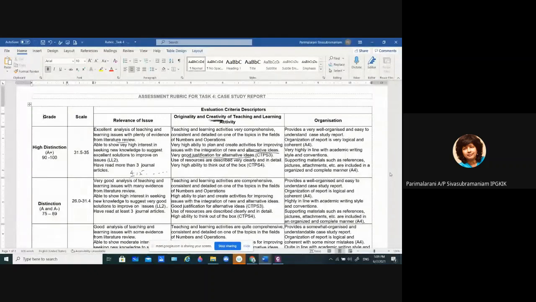And then use of resources are described very clearly and in detail, with a very high ability to think out of the box. And then for organization, how you organize it, whether it's easy to read, very highly in line with academic writing style and conventions. Supporting materials such as references, pictures, attachments, etc. are included in an organized and complete manner. Okay, only your references, and if you want to put copies of journals, you can put them in the attachment. Everything else must be inside the coursework at your task. Wherever you're doing your task, you must be there. Okay, so do you have any questions?